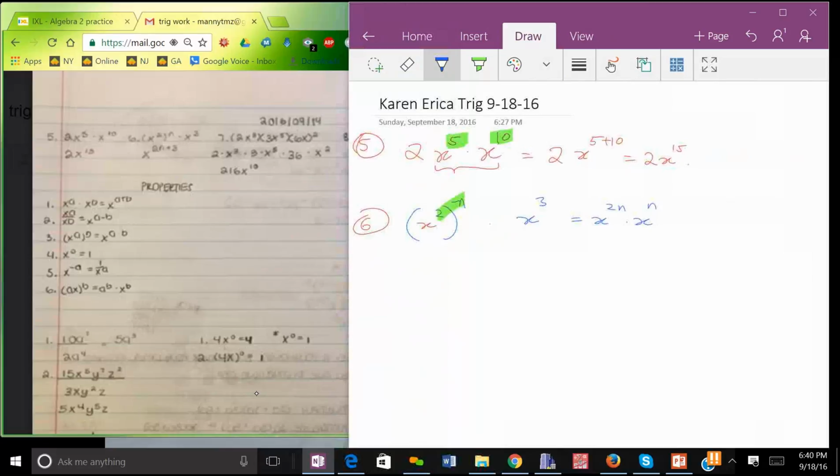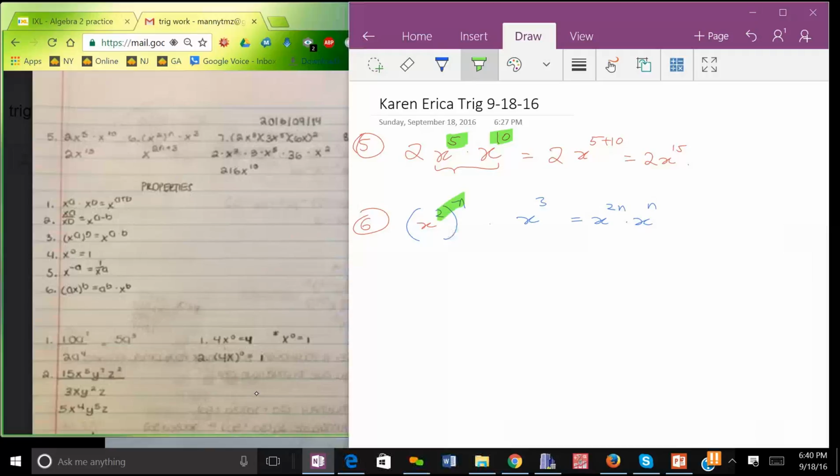So then you add that. X to the 2n plus 3. Just small steps. You don't have to jump and take 2 steps at a time. You put the powers together, powers you multiply, 2 to 2n. Then when you have 2 things with the same base, you just add the powers. Make sense?